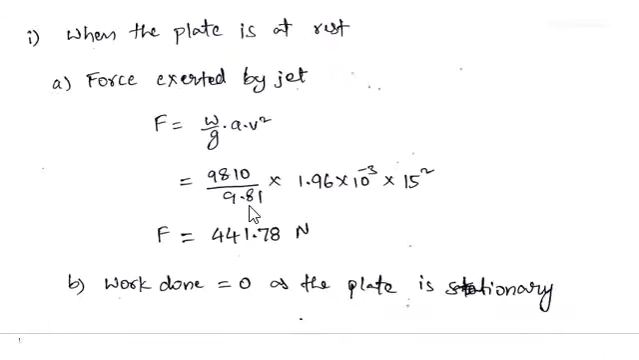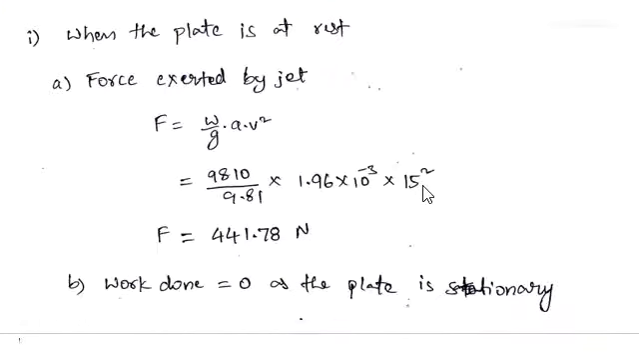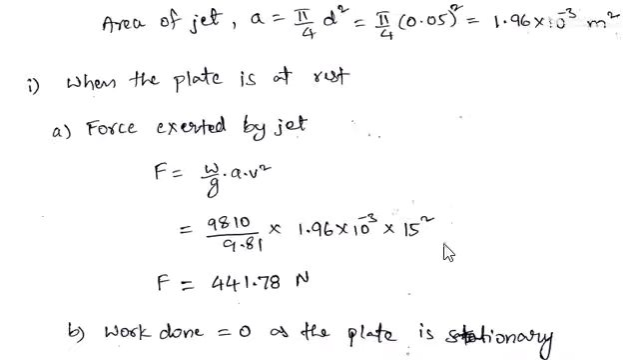We'll take the general value as 9.81, and area is 1.96 into 10 to the power of minus 3, and V value 15 meters per second, that is we are substituting 15. So here W and G are not given, which means we have to take general values in any kind of problems. So when you substitute and simplify that, we are getting force exerted by the jet as 441.78 newtons. The work done is 0. Why? Because here the plate is stationary, or the plate is fixed. So work done will be 0.